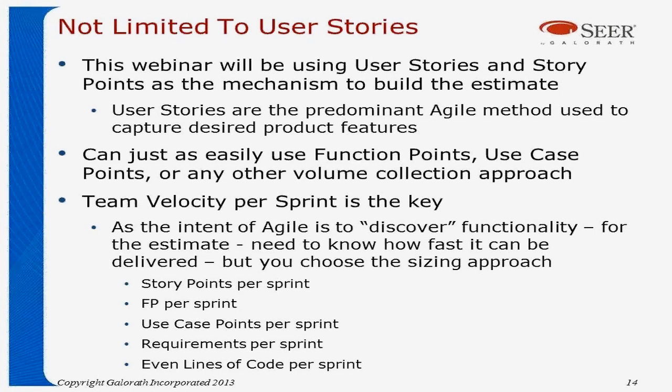The key, though, is to understand what velocity will be performed per sprint. Most of you know that the intent of Agile is to discover functionality. However, for the estimate, you need to know how fast can that functionality be delivered. And you choose your sizing approach around that characteristic for the velocity. So if you're using story points per sprint, that would be your velocity. But it could just as easily be function points per sprint, use cases per sprint, even lines of code per sprint.